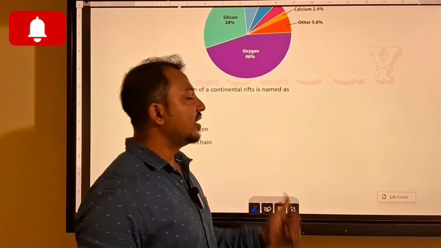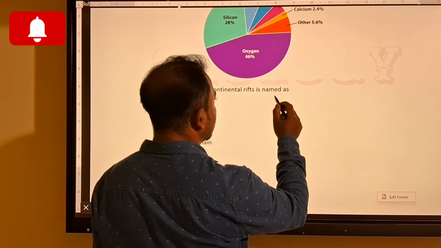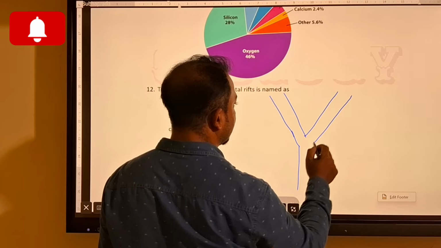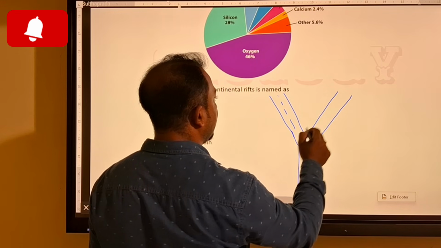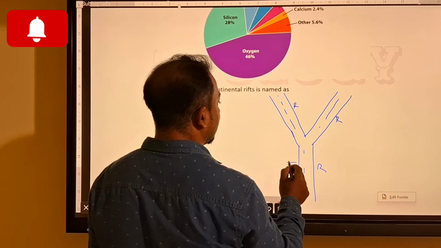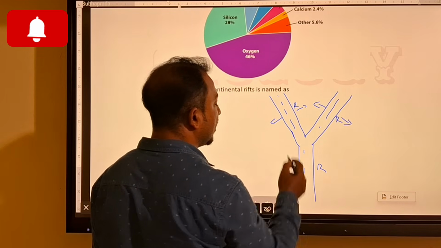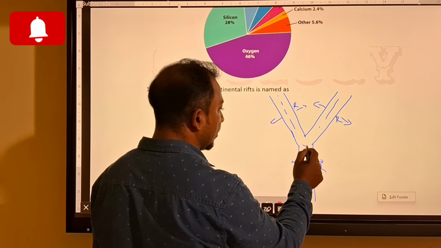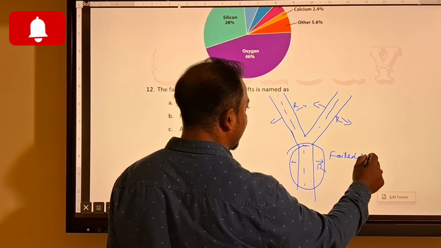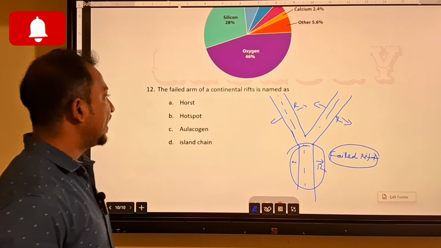Then, the failed arm of a continental rift. Suppose we have a triple junction here, which consists of a ridge and ridge system. Now see, if these two boundaries are moving, but this one is not moving, then this is called a failed rift. A failed rift does not move or break with time.